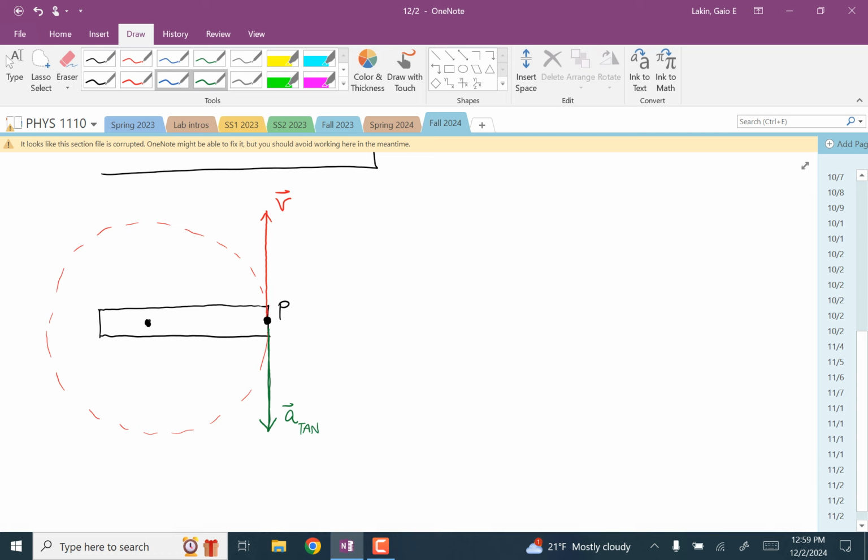And then let's draw the centripetal acceleration too. That's always towards the center. And now we have the directions of all of those things. Now we just have to calculate the magnitudes.